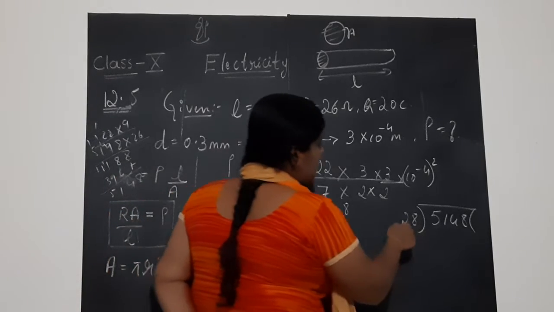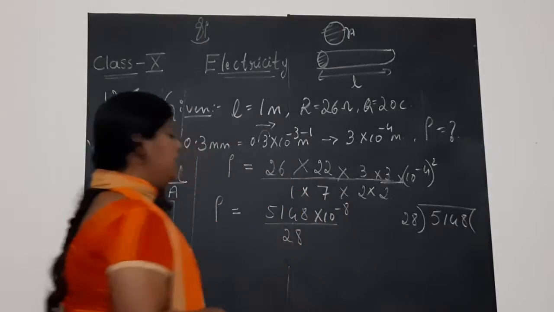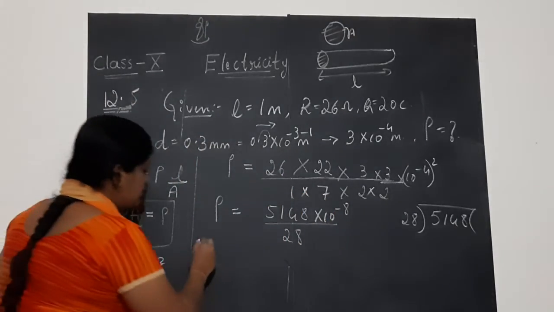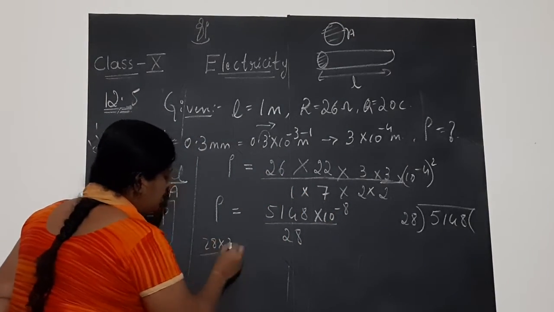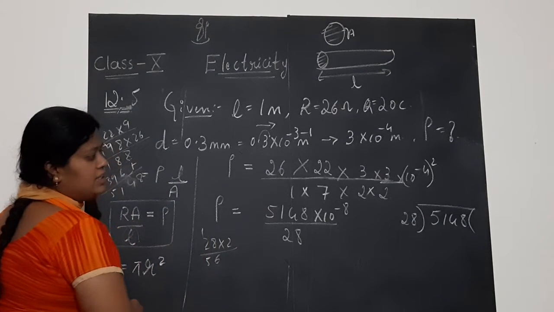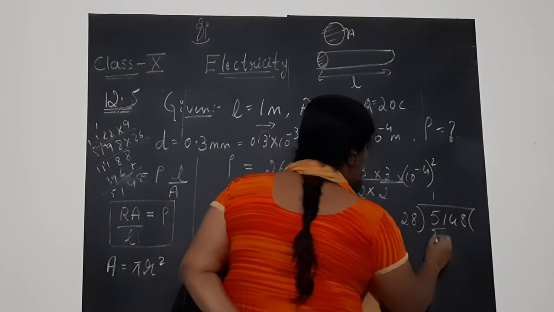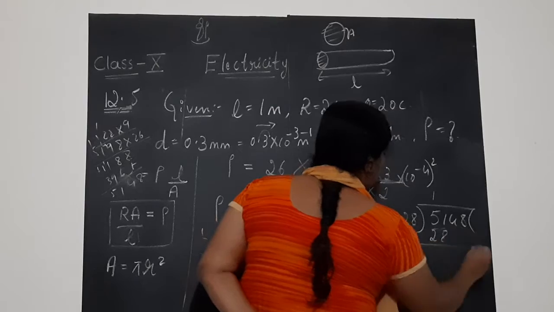Bear with me. 28 into 5 and 4. Now 51, if you take, I don't know the 28 table, so what I do is, I will try to find the multiples here. 2 8s are 16, 2 2s are 4, 56 I got. 51 is there, very much less. So what we'll do? 51 if you consider, 28 ones are 28.